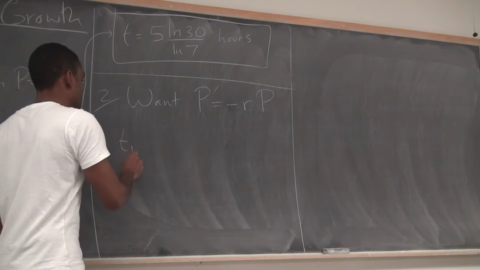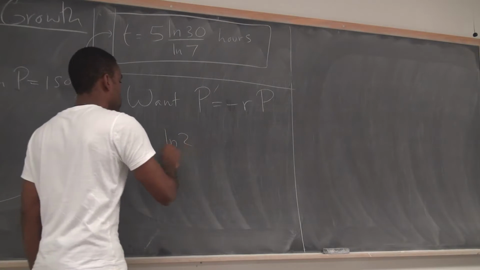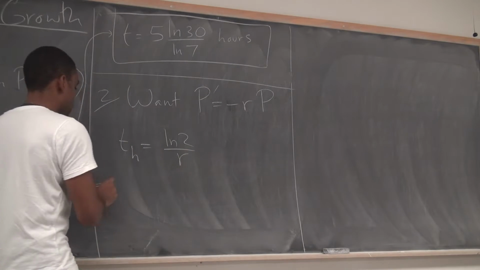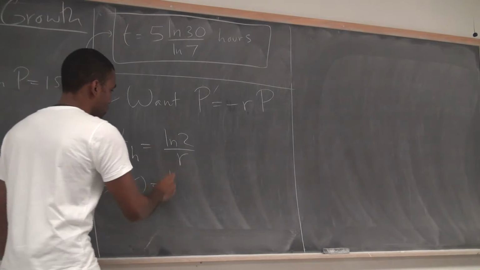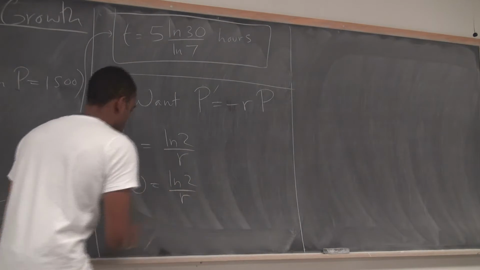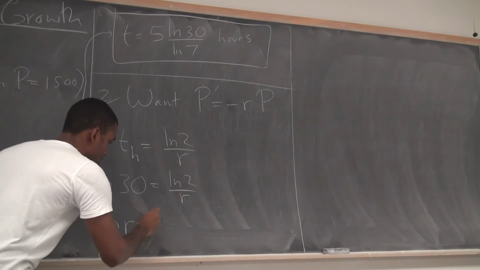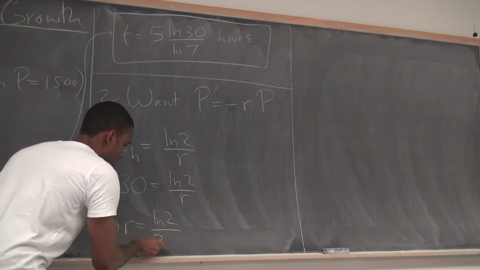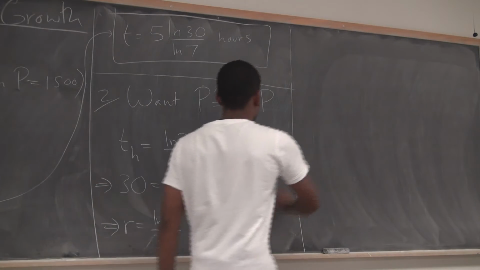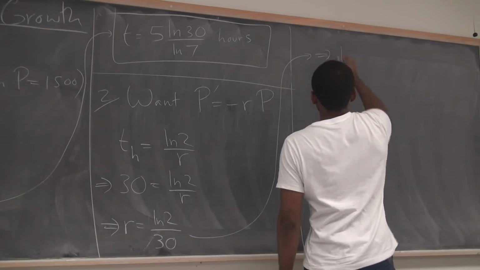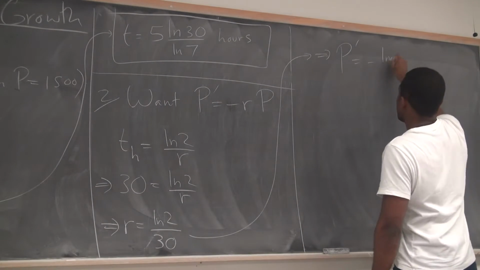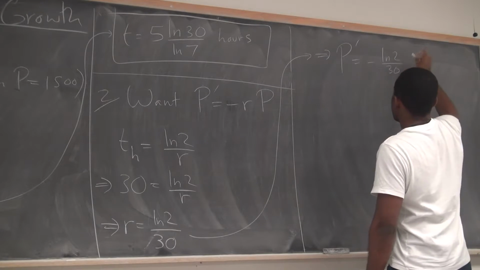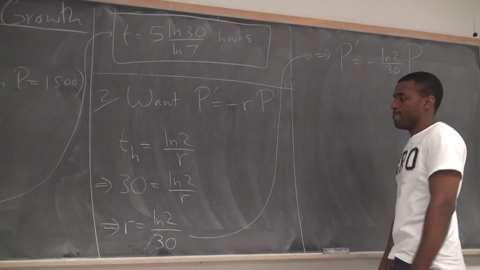You know that the half-life is equal to ln of 2 over r. The half-life, we are told, is 30. This means r is ln of 2 over 30. This means P prime is minus ln 2 over 30 times P.